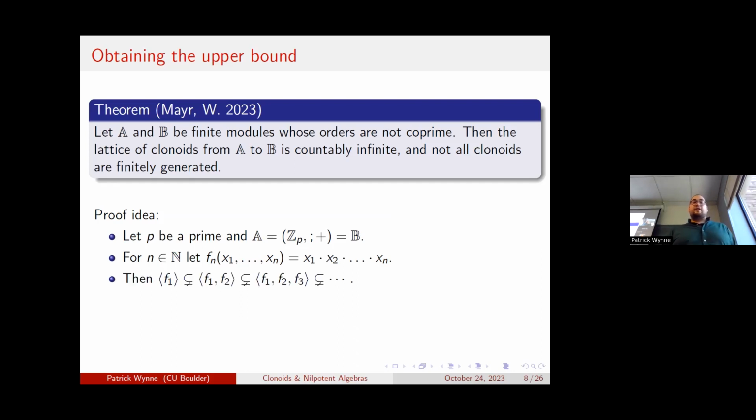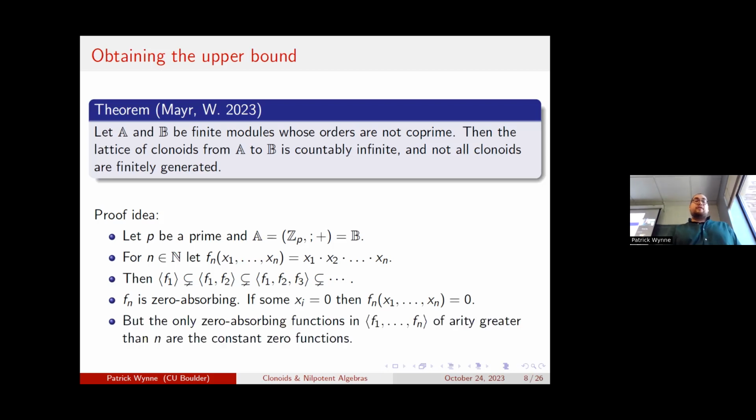Okay, so then I claim that the clonoid generated by F1 is strictly contained in the clonoid generated by F1 and F2, and this is strictly contained in the clonoid generated by F1 through F3, etc. And so this gives us a strictly increasing chain of clonoids from A to B, or from A to A in this case, which then gives us the result. So the idea is that this function Fn takes x1 through xn and maps to the product x1 times x2 up to times xn. If any of our xi's is 0, then our output is just 0. So we call Fn like this a zero absorbing function.